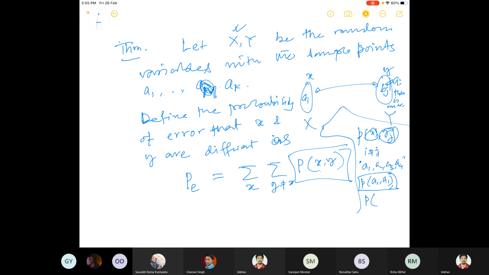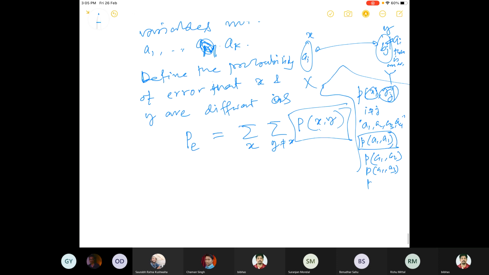Like both values are A1. You can have probability of A1, A2, probability of A1, A3, and so on. Probability of A1, A4. Similarly, you'll have probability of A2, A1, which is exactly probability of A1, A2, by the way, and then probability of A2, A3, and so on.